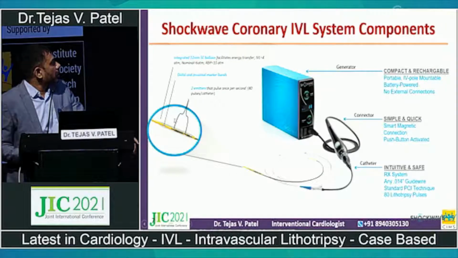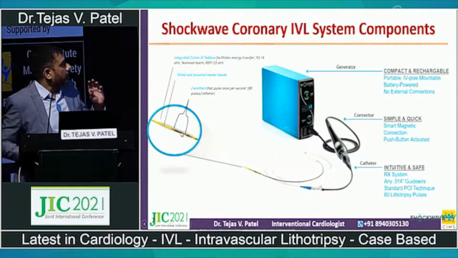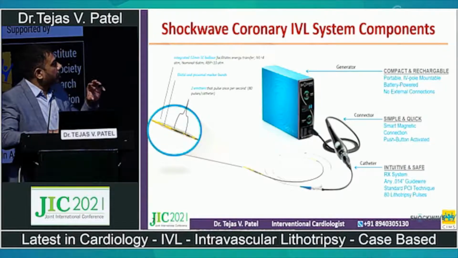This balloon is a special balloon. There are 2 emitters in that balloon, which release pulsed shock waves to the plaque. So we can place this balloon in the calcific coronary plaque, and we can just switch on the console here, and these emitters release the energy in the local portion of the plaque, and that will break the calcium.